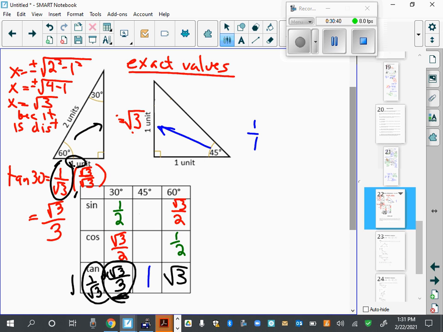Now, my friends, I want you to find out this green X using this red stuff. I want you to find out X, showing the work, using the Pythagorean theorem, and tell me what that equals as an exact value.